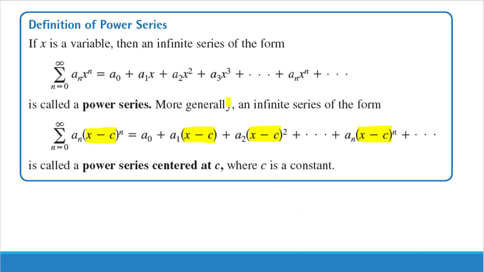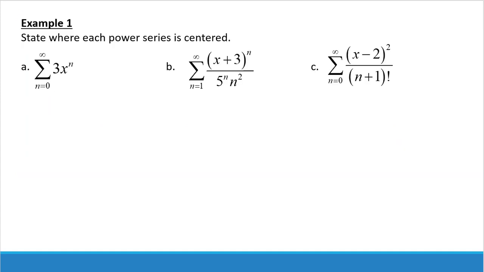Remember, Maclaurin was centered at 0, which in this case would be here. Here it's centered at c. So basically we're writing a summation now as some sort of polynomial. And remember, that was kind of our goal throughout this entire chapter. So here, state where each polynomial is centered.